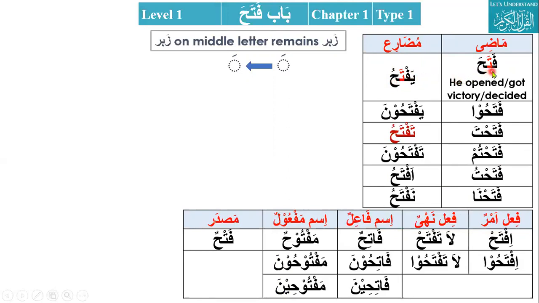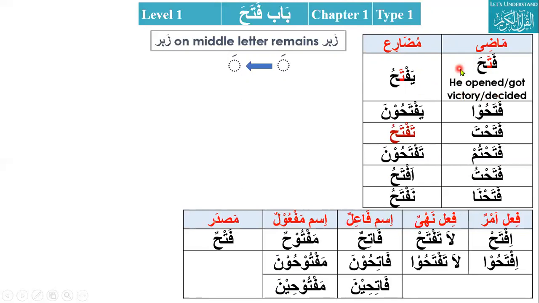So Ta, the middle letter in Madi, has a Zabar. Similarly, in Mudare, Ta has Zabar again, like Fa'ala Yaf'alu. So it was the same situation. So Fataha Yaftahu is the first chapter of level 1. We have already studied this, no? Using the fa'ala pattern. This is on the same pattern, fa'ala yaf'alu, fataha yaftahu. Fataha means he opened, he got victory, he decided.